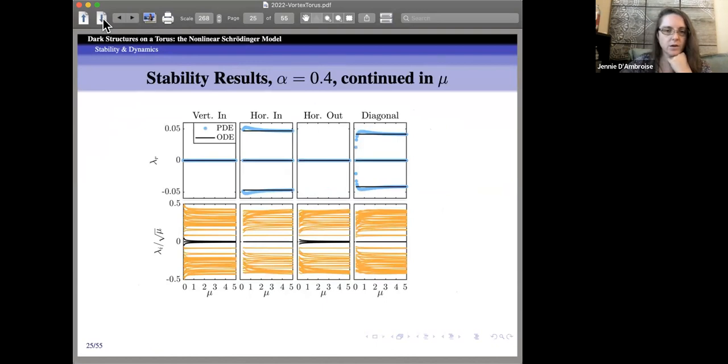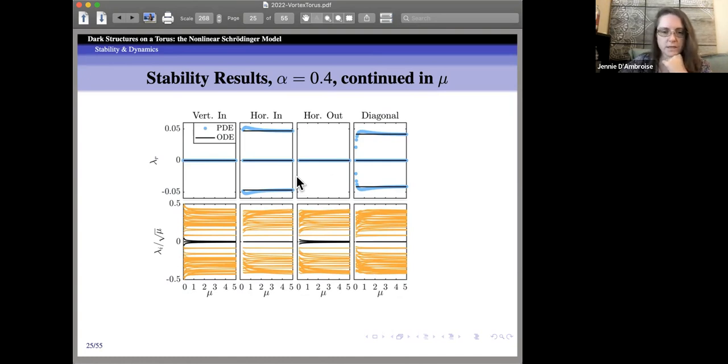And what we can see here is that in this particular situation, the horizontal in is generally unstable and the horizontal out is generally stable. And we saw that from the phase profile pictures a couple of slides ago. We also have the diagonal dipole over here, which is generally unstable. And here we have a vertical in, and this one just happens to be stable. If you build in extra windings, it may or may not be stable for different types of configurations.